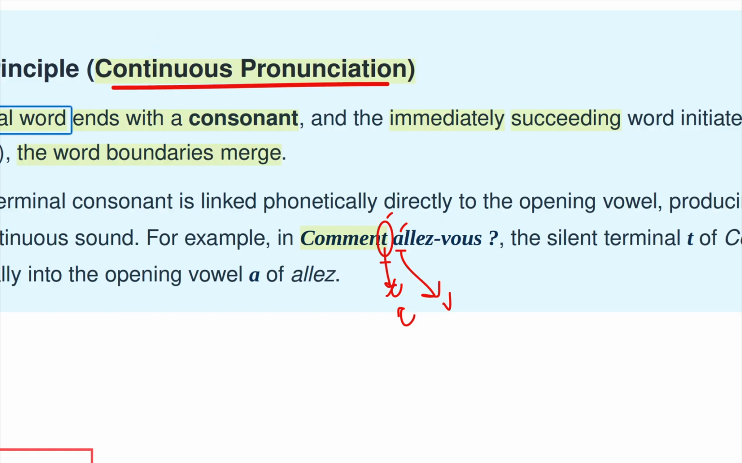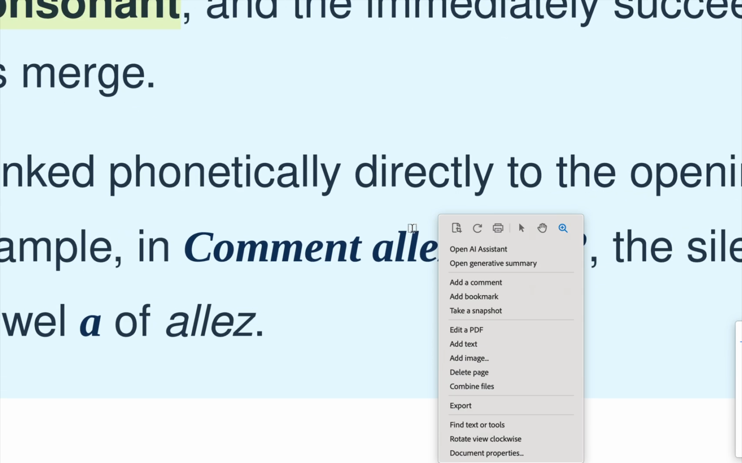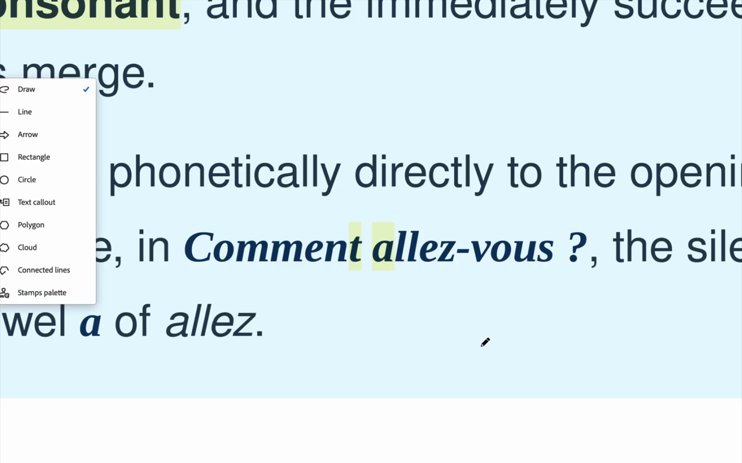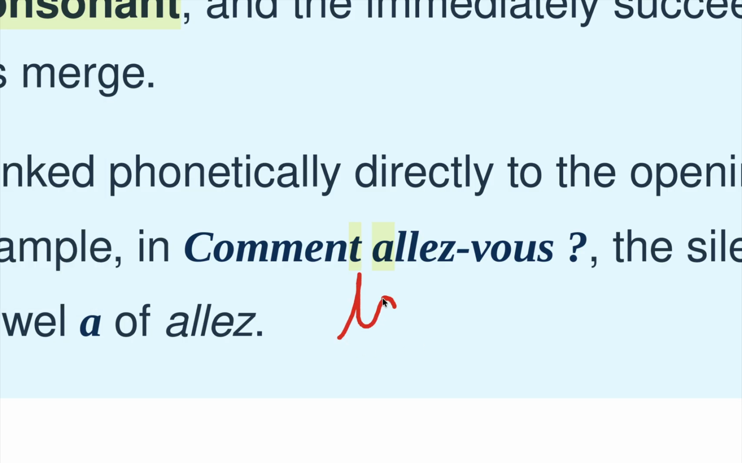Okay, so now let's see what the rule says and what it becomes in actuality. If I tell you closely, it is ending with T and it is starting with A, so it will be pronounced like ta. Okay, so it will be pronounced like ta.